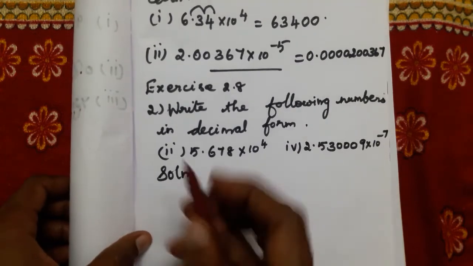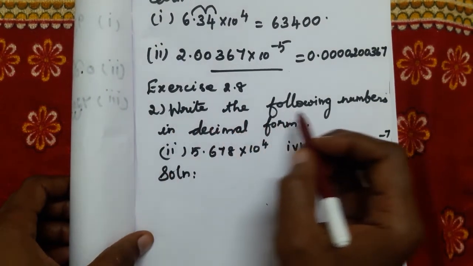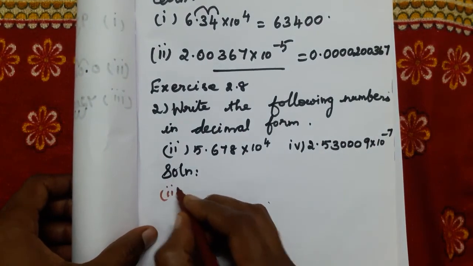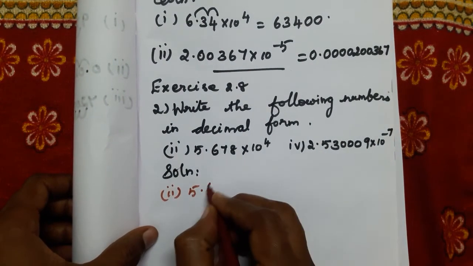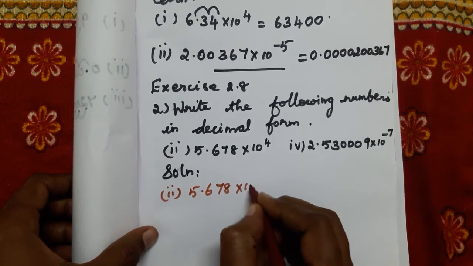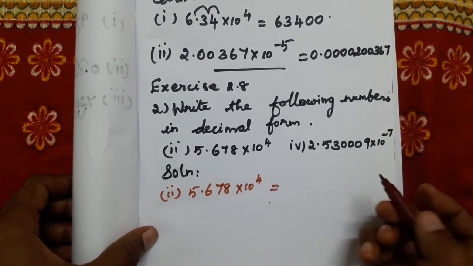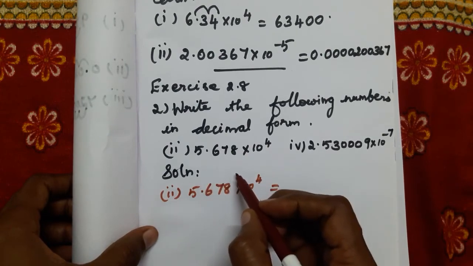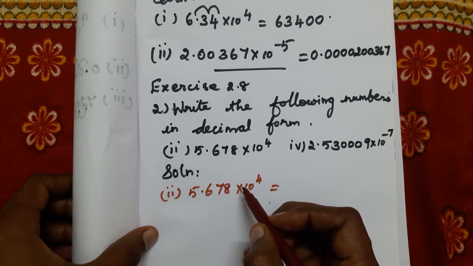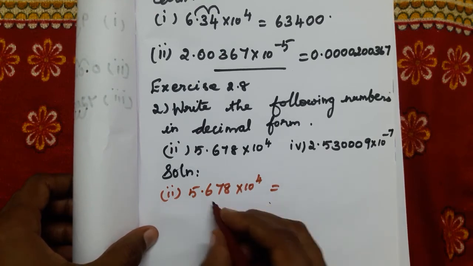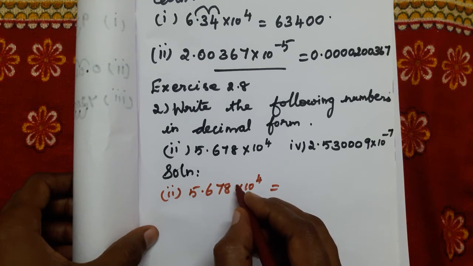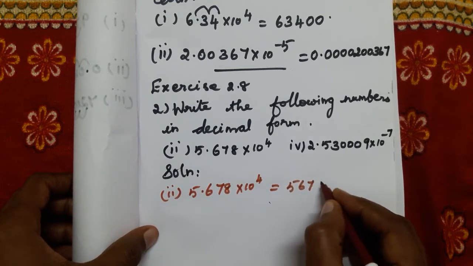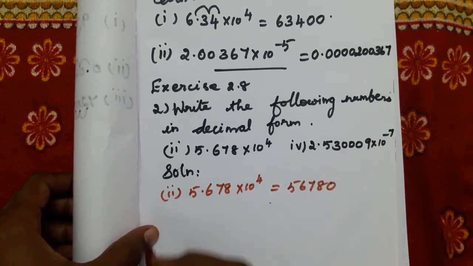Now I am going to explain exercise 2.8, second problem. Write the following numbers in decimal form. It is in scientific notation. The second problem I am going to do: 5.678 into 10 power 4. So here 10 power 4 positive is there. So the decimal point you have to move how many digits? 4 digits right. So already 3 digits are there. One more digit you have to write: 0. So 5, 6, 7, 8, 0. Are you able to understand this?